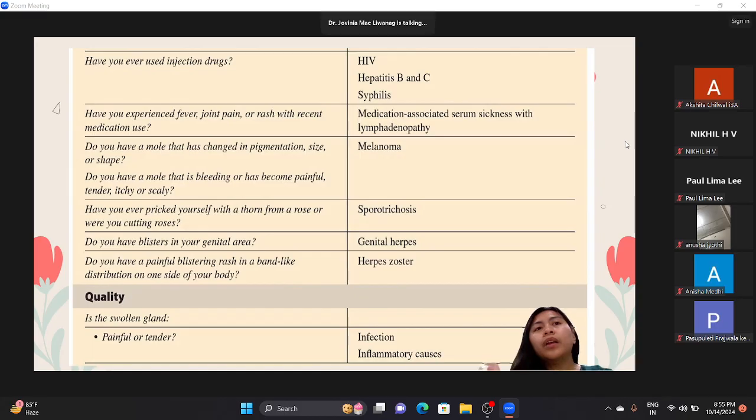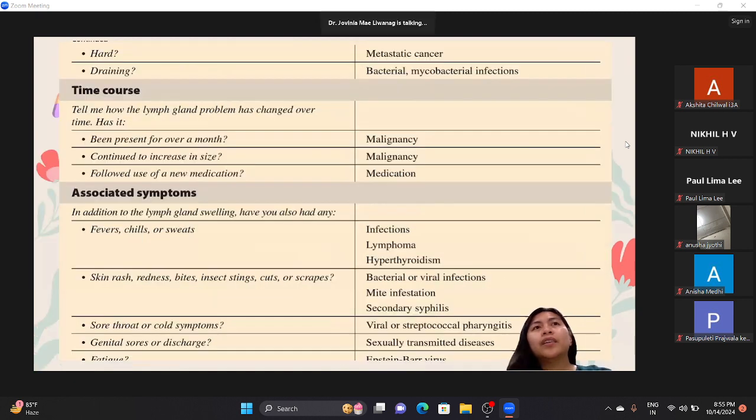And for the quality, is the swollen gland painful or tender? So maybe it's infectious, if it's tender. If it's hard in consistency, metastatic. If it's draining, bacterial or mycobacterial infection. With regards to the time course, if it's been present for over a month, most likely it's malignancy. If the size continuously increases, it's malignant.